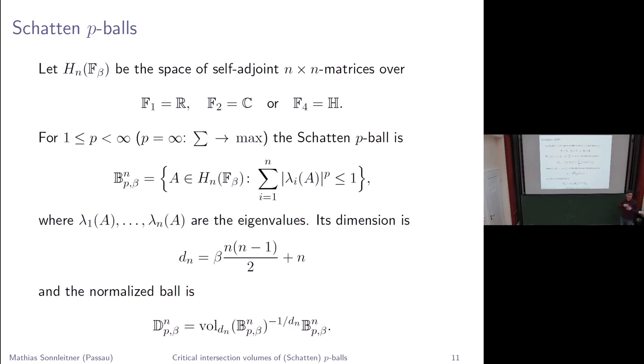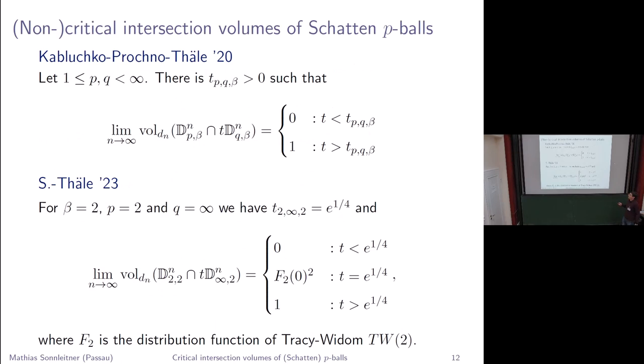We can again proceed similarly as before. We look at this Schatten p-ball and rescale it so that it has volume 1. This gives us this ball. We can again study the intersection of the Schatten p-ball with a Schatten q-ball rescaled by a factor of t. Here we have the following limit theorems. For the non-critical case, there exists a sharp threshold again, so that we have 0 below and 0 above, which is very nice.